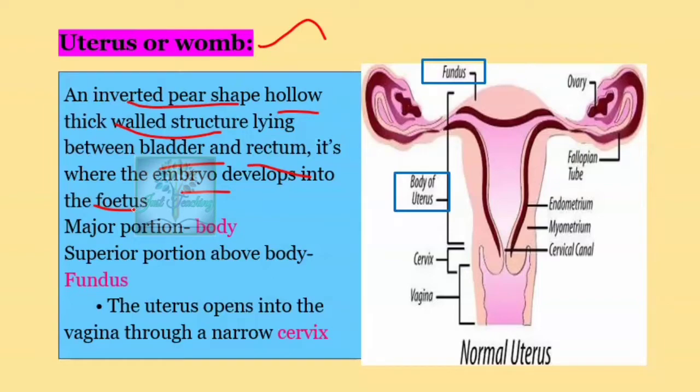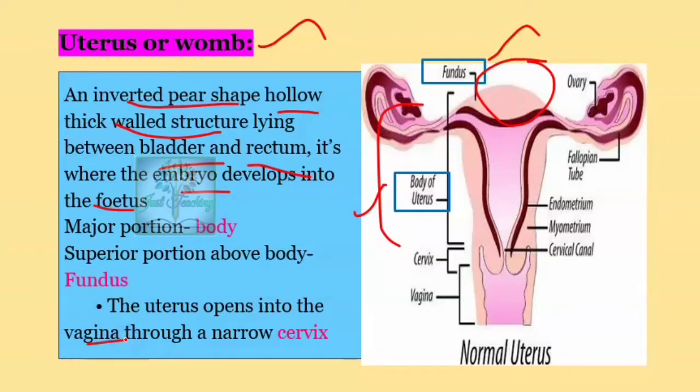Coming to the structure of the uterus, it is divided into two parts. One we call the body, the other one we call the fundus. The major portion of the uterus we call the body. The superior portion which lies above the body, we call the fundus. Next, what is below the uterus in the female reproductive system? It is the vagina.